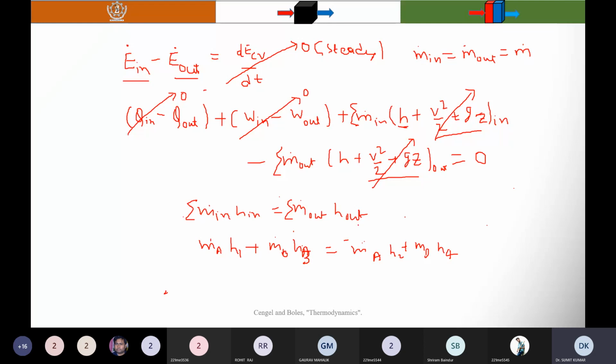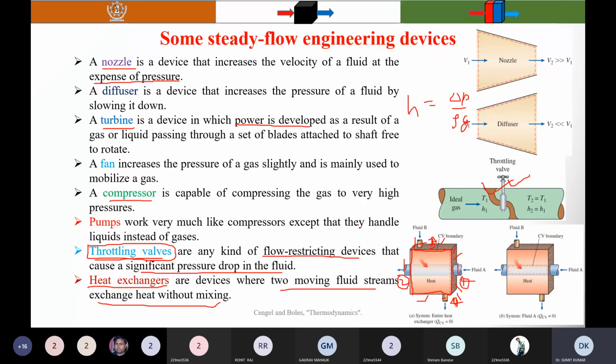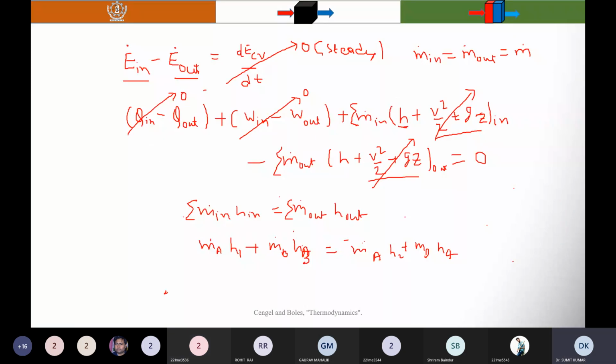Okay, now my next question to roll number 3536. Yes, sir. Now I have considered the whole heat exchanger as my system. Now I have considered fluid A as my system, in this rectangle which I draw here. It is a control surface. So this equation is valid.